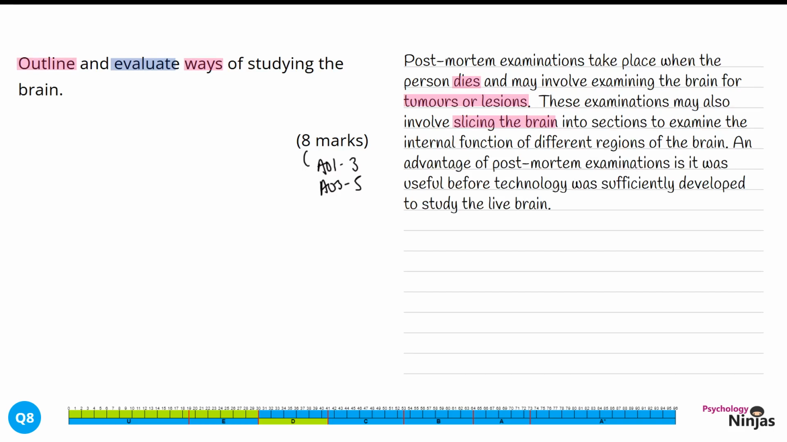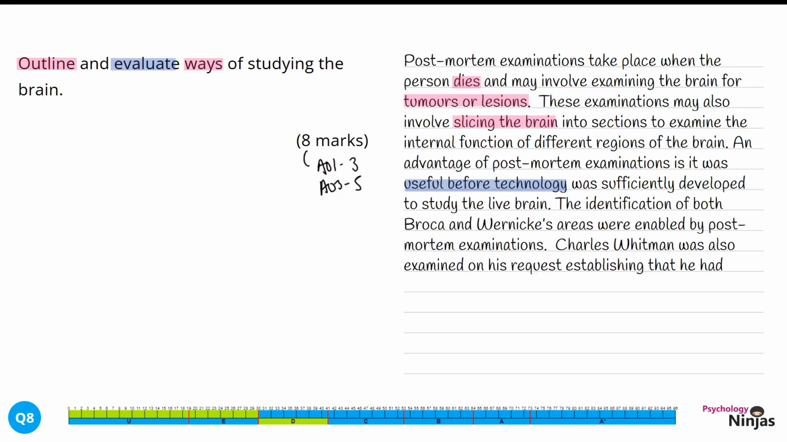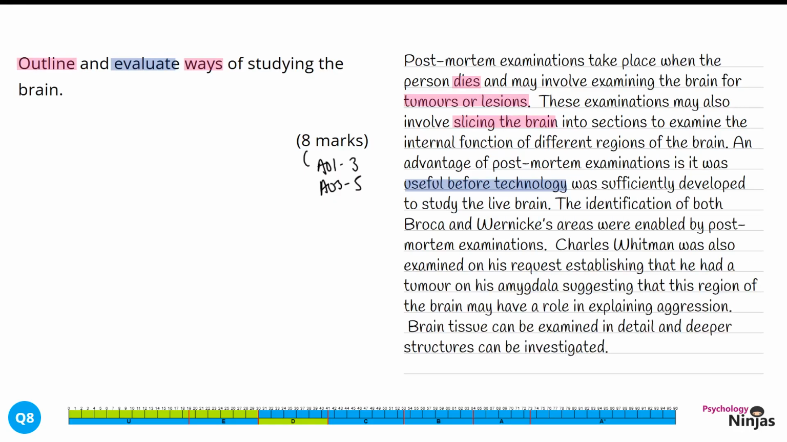An advantage of postmortem examinations is it was useful before technology was sufficiently developed to study the live brain. We've stated when postmortems were useful, and then we're going to explain specific examples of post-mortem examinations and the impact they have had on psychological knowledge. The identification of Broca's and Wernicke's areas were enabled by post-mortem examinations. Charles Whitman was also examined on his request, establishing that he had a tumour on his amygdala, suggesting that this region of the brain may have a role in explaining aggression.